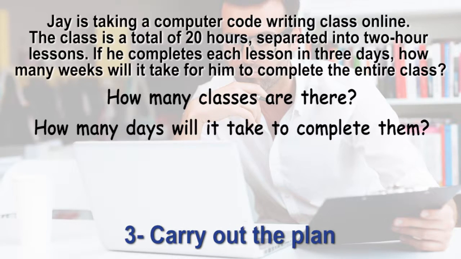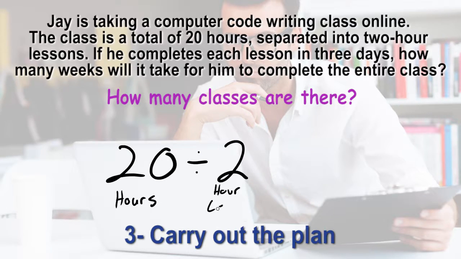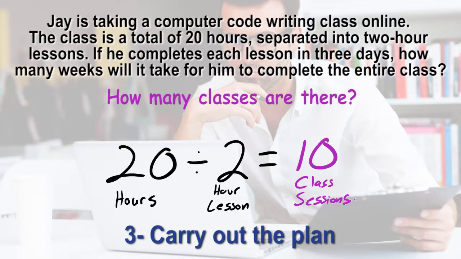To solve this problem, first we need to find out how many classes there are. If the class is 20 hours but it is separated into 2-hour lessons, then we need to divide 20 by the 2-hour lessons, which equals 10, or 10 class sessions.